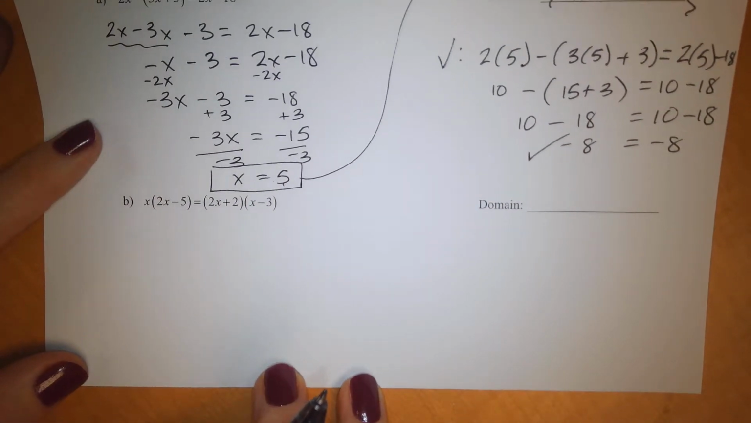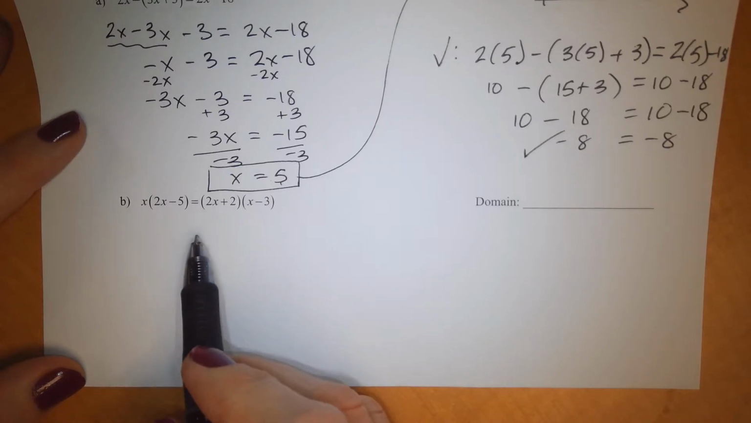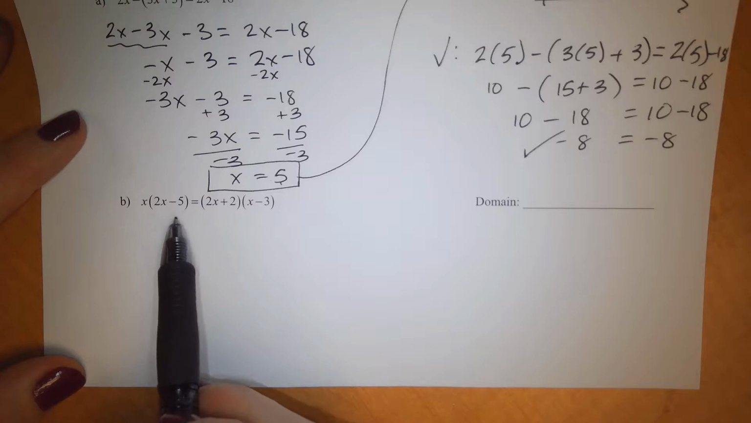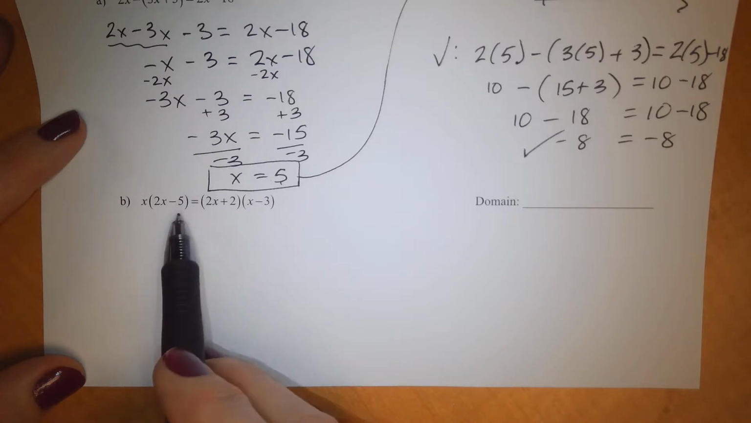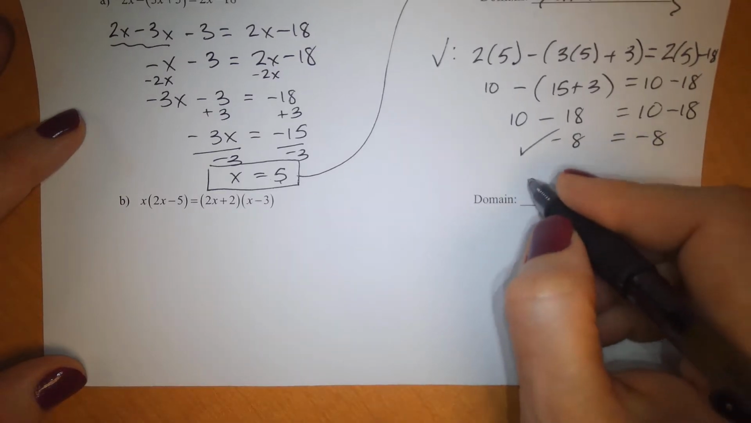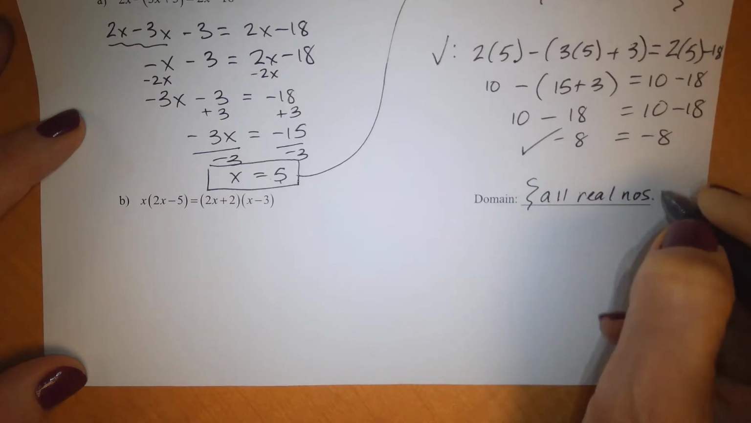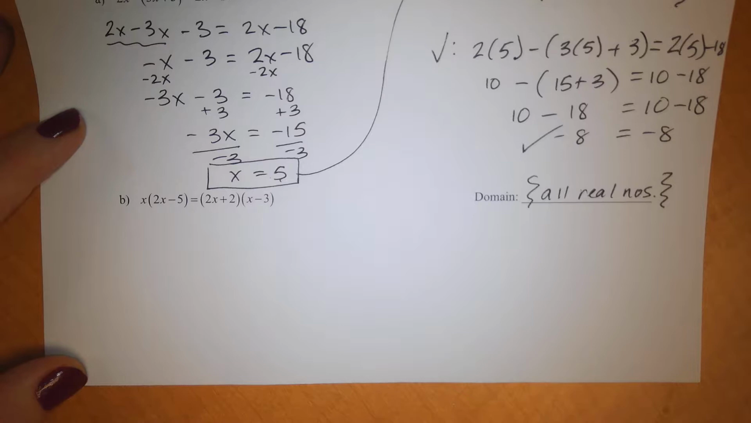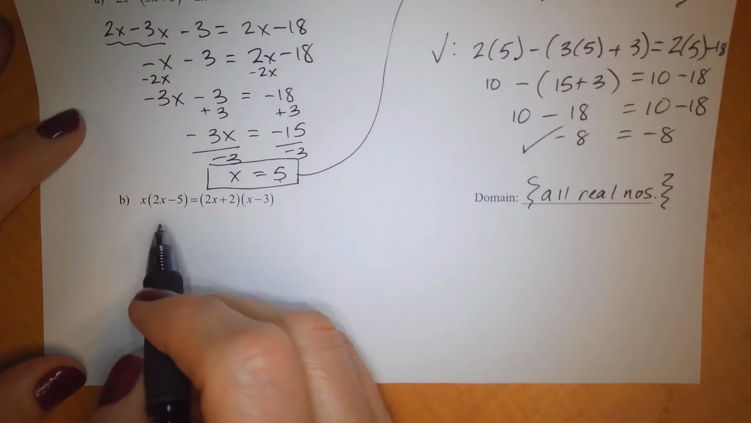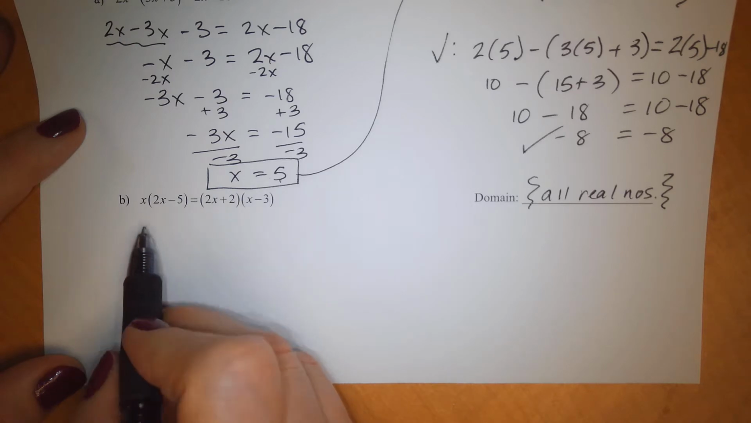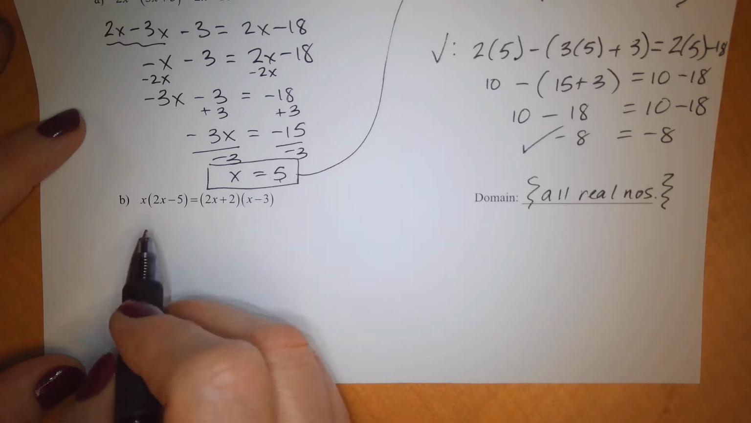Looking at the last one, again, we don't have any restrictions because there is no denominator, there are no square roots, so my domain is going to be all real numbers. X can be anything. There are no exclusions. Next thing we do is clear any fractions, but I don't have any, so then I'll get rid of parentheses.